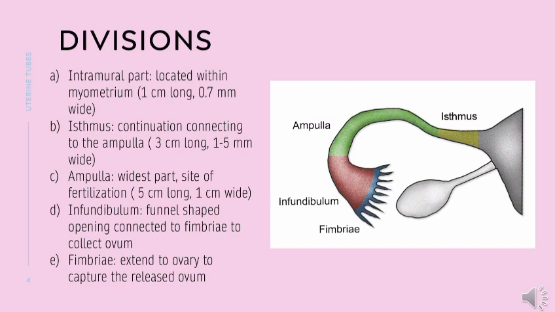The fallopian tubes are divided into multiple parts of varying lengths and widths, starting with the intramural part, which is located within the myometrium of the uterus. It then continues as the isthmus, connecting then to the ampulla. The ampulla is the widest part and is the site of fertilization. Next, we have the infundibulum, which is a funnel-shaped opening connected to the fimbriae. And the fimbriae are the finger-like projections which extend to the ovary to capture the released ovum.